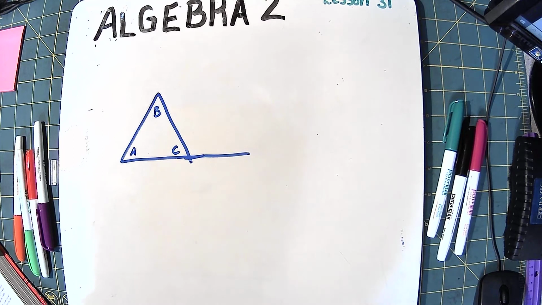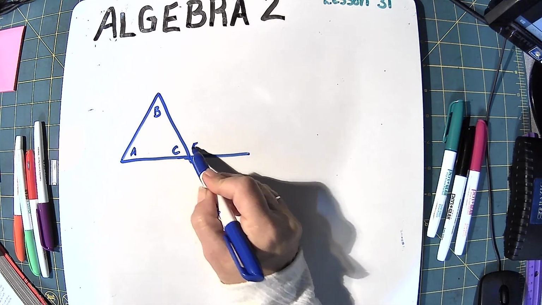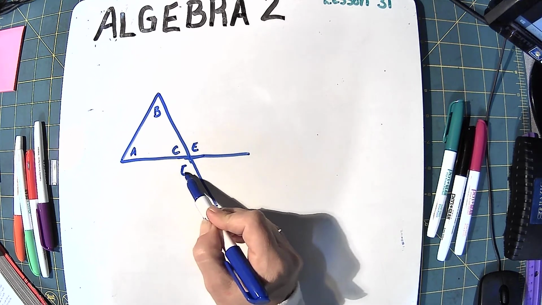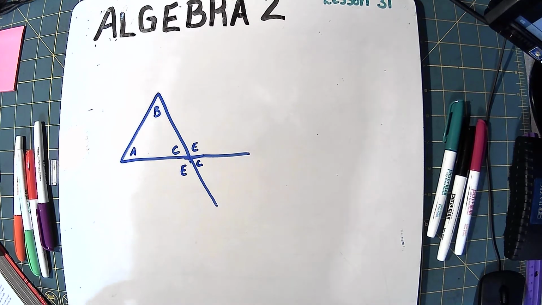All right, and then we've also got these lines that can extend. So let's say that that's E. And we know that this one across from it would be the same as E. And we know that this one would be C because they're opposite angles. All right.